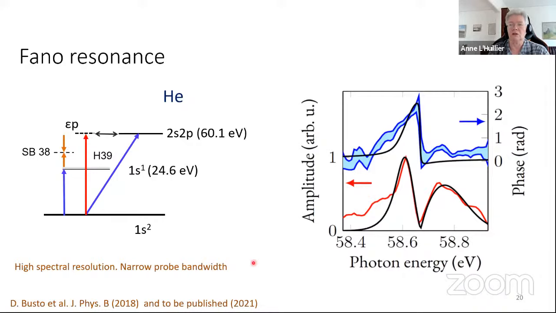This is obtained with very high spectral resolution. We use a very narrow bandwidth for the probe pulse in order to be able to measure this amplitude and phase with the best spectral resolution possible. So what you see here is the amplitude in red and the phase in blue. And you see indeed a very strong interference in the amplitude and a phase jump of more than 2 radians for the phase.